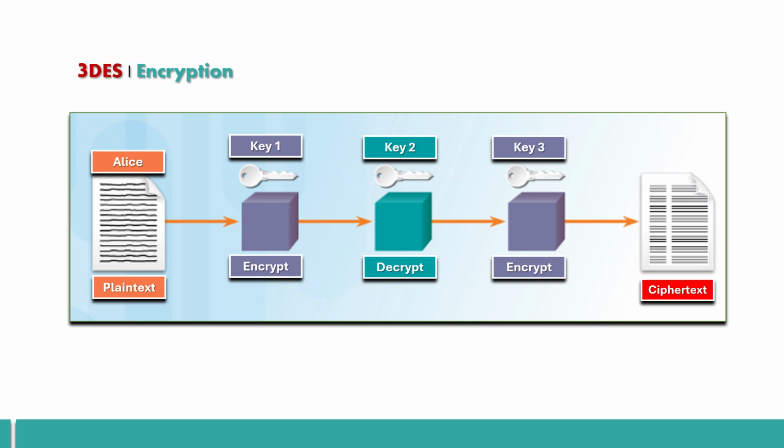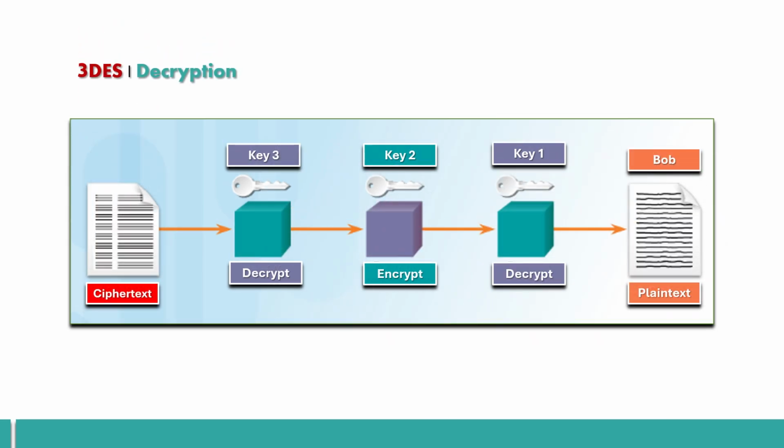Using 3DES encryption, if Alice wants to send an encrypted message using 3DES, Alice is going to first encrypt the plain text message using key 1. The encrypted message then will be decrypted with a different key. We call it key 2. After that, the decrypted message will be again encrypted with a separate key called key 3, and it will be sent to recipient.